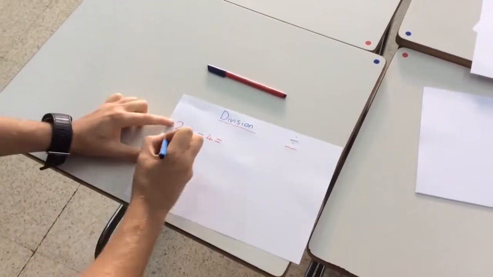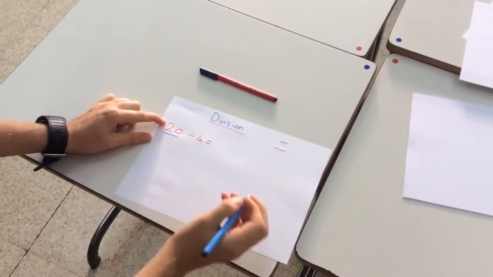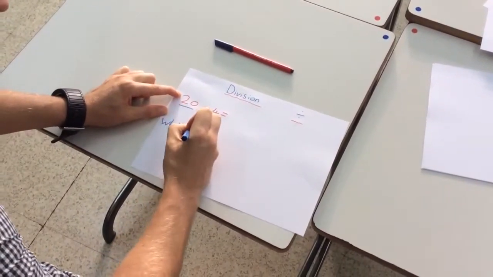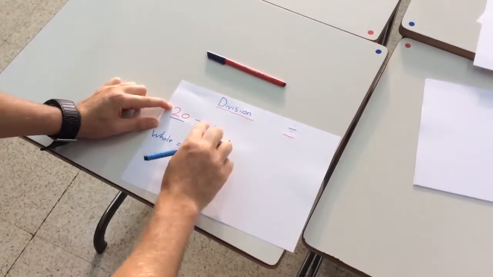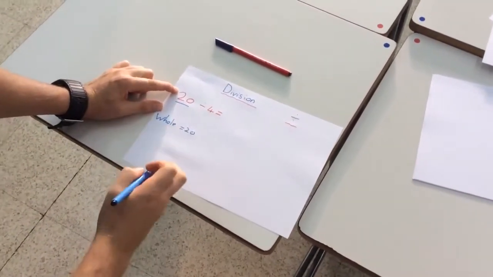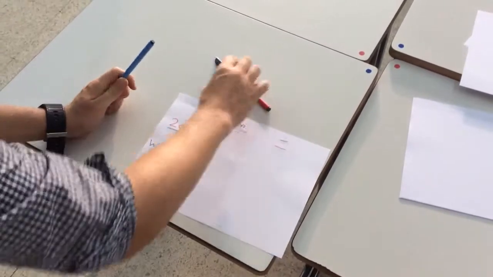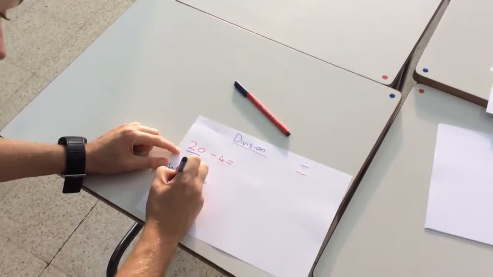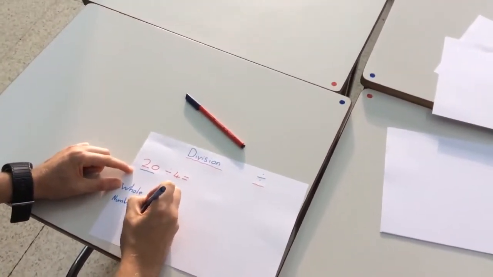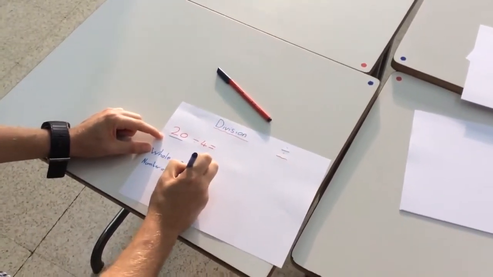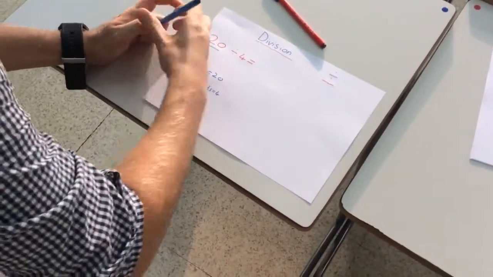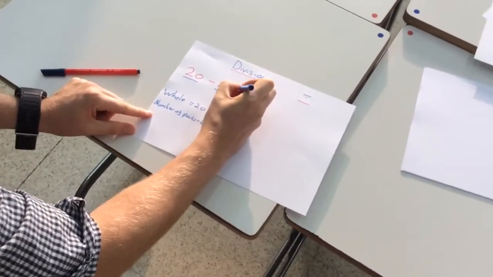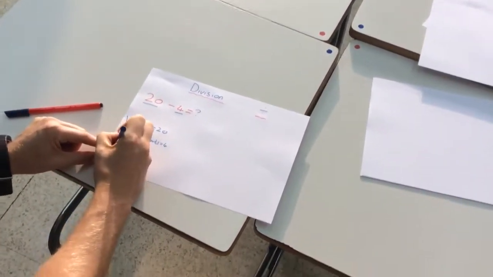So division as sharing. Let's look at this. Well, my 20 is actually my whole. It's what I've got. So my whole is 20. Now my number of parts, because I'm sharing, equals 4. And what one part is worth, we don't know yet. So I'm going to put parts.